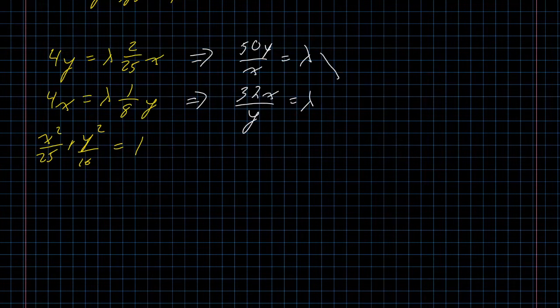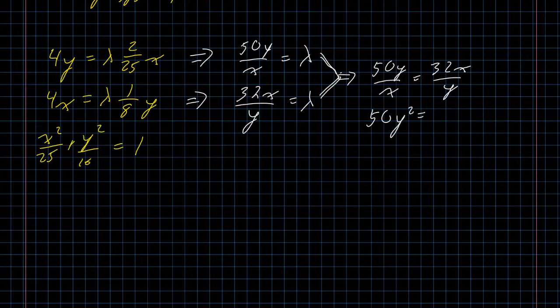And then bring these equations together. We get that 50y over x is equal to 32x over y. And I can rearrange that a little bit. Two fractions equal to each other, cross product test, 50y squared is equal to 32x squared. And then we just choose, do we want to solve for x, do we want to solve for y? It doesn't really matter.